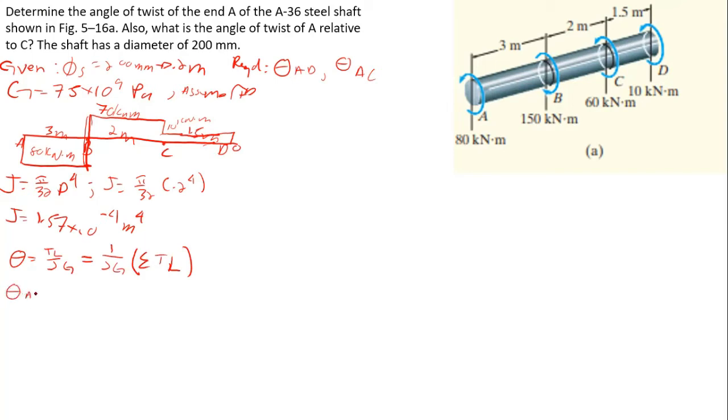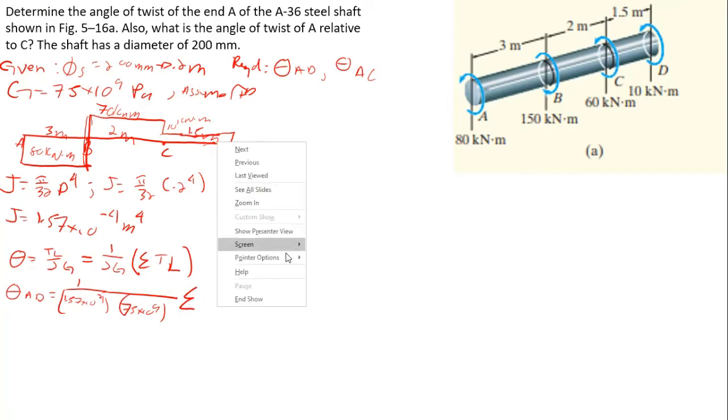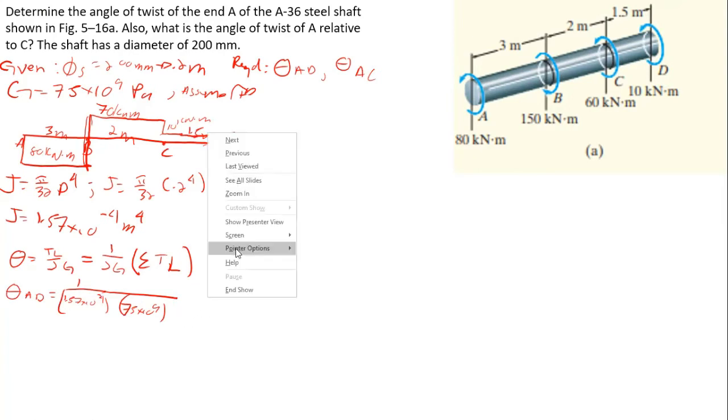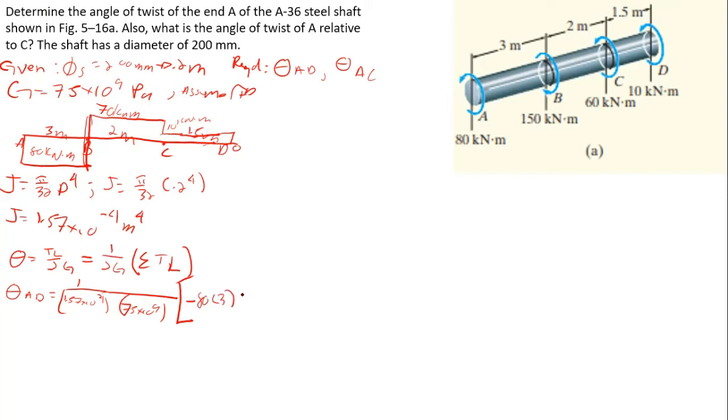So ano muna natin dito for angle of twist natin sa buong rod or buong shaft. So rewrite lang natin: 1.57 times 10 raised to negative 4 times G of 75 times 10 raised to 9. Multiply lang natin ito sa summation of TL. So, based na dito, pababa, so negative 80 times 3. Pataas, so plus 70 times 2. And then plus, so 10 kasi ito yung nandito natin huli. So nasa taas, so positive pa rin, 10 times 1.5. And huwag niyong kakalimutan i-multiply ito into 1,000, kasi kilonewton yan eh.